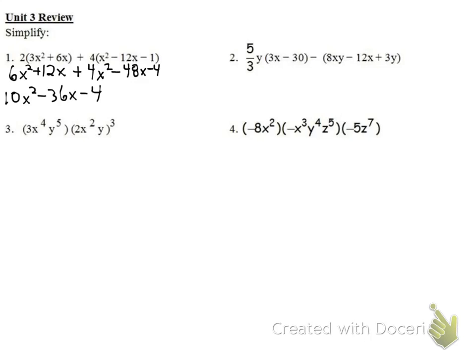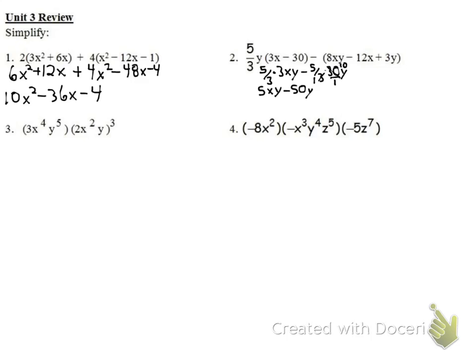So I get 5/3 y times 3x. So that's going to be 5/3 times 3xy minus 5/3 times 30y. Before we go any further, let's simplify that. Well, 5/3 times 3 is just 5, so that's 5xy. And then 5/3 times 30, since it's really just almost like multiplying fractions here, I can reduce, and I get 50. So it'd be negative 50y.